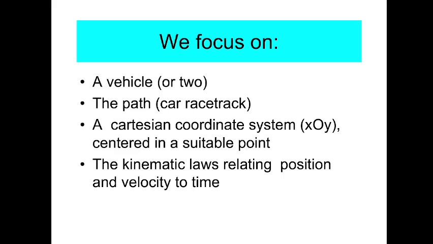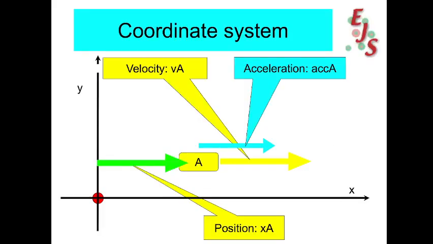What do we need? Well, we will deal with a vehicle or two if we are planning to simulate a race, a path along which the vehicles will move, which is a racetrack, some way to individuate, to place our vehicles, so we need a reference frame and a system of coordinates, typically a Cartesian system of coordinates, and the kinematic laws which rule the phenomenon. Okay. This is namely what I mean.